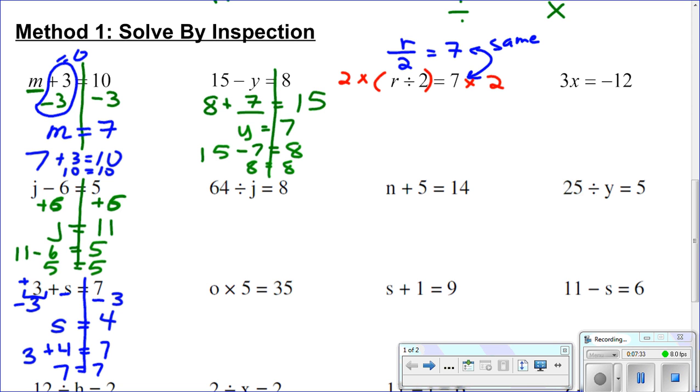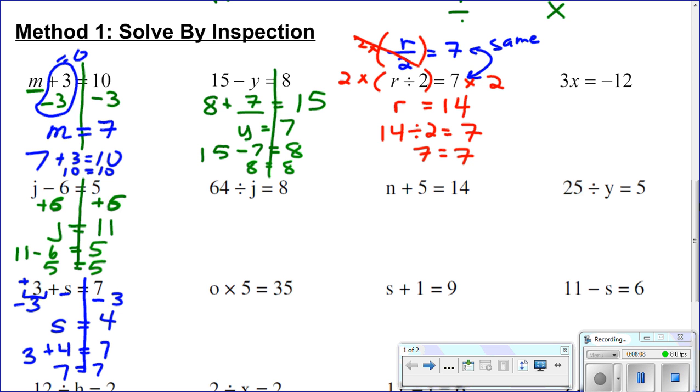And whatever we do on one side, we do to the other. So timesing by 2 and dividing by 2 cancel each other out, and we're left with just r. And 7 times 2, so r equals 14. If we look at it up here as a fraction, if we times by 2, one 2 on top and one on the bottom cancel out. To double check, 14 divided by 2 should equal 7, and it does. So it works out.